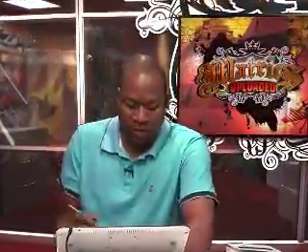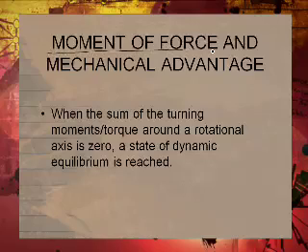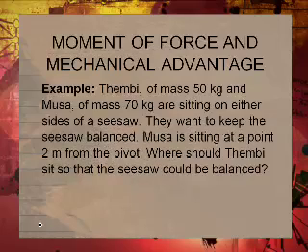Welcome back. We're continuing, and in segment number 2, we begin to look at moment of force and mechanical advantage. When the sum of turning moments, or what we call torque, around a rotational axis is 0, a state of dynamic equilibrium is reached. Now let's look at an example here.